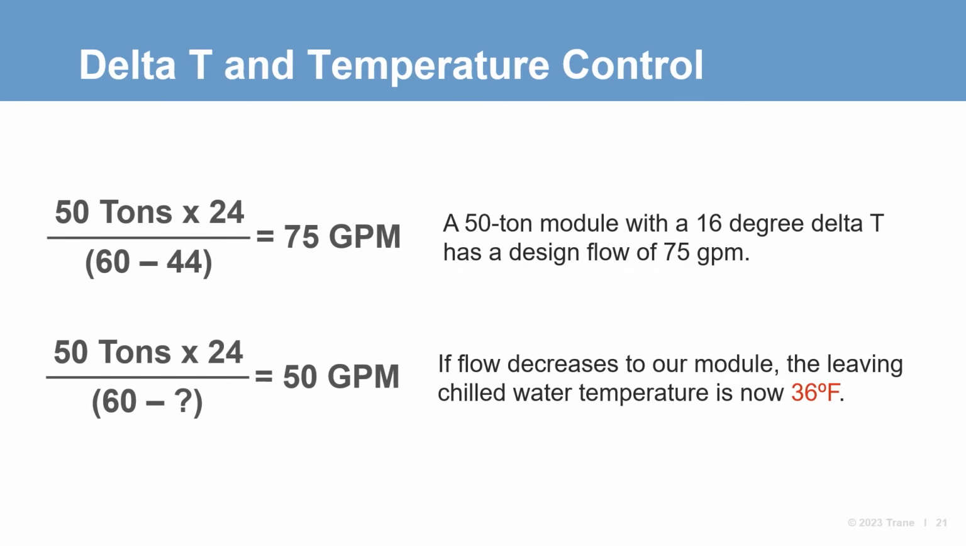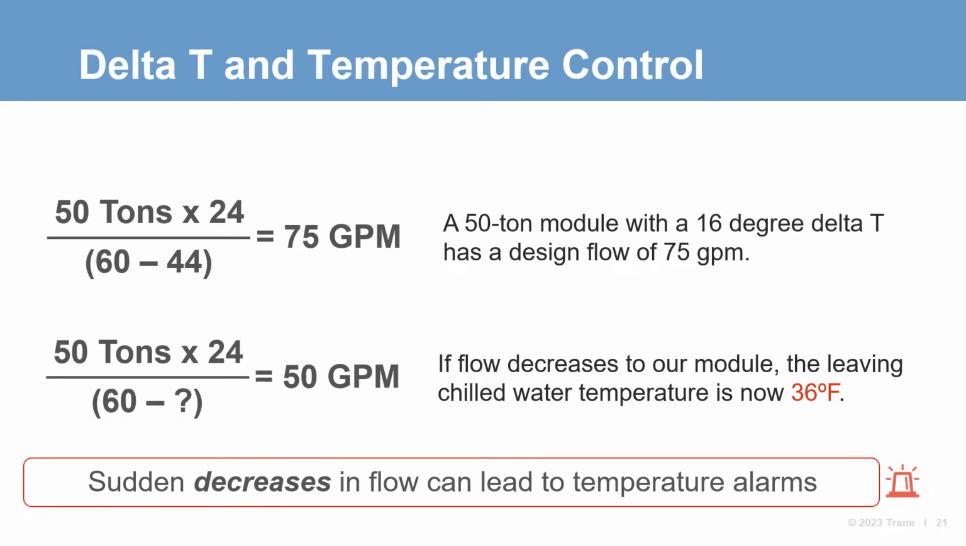However, if the flow were to decrease to 50 GPM, that widens the delta T. The entering temperature to the chiller remained the same, which means the leaving chilled water temperature has to decrease as a result. In this example, if flow decreased to 50 GPM, the module would try to make 36-degree water and likely would hit a low temperature alarm.